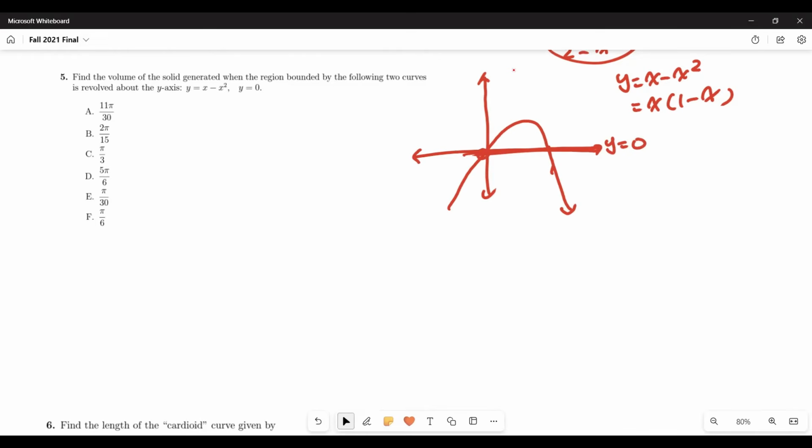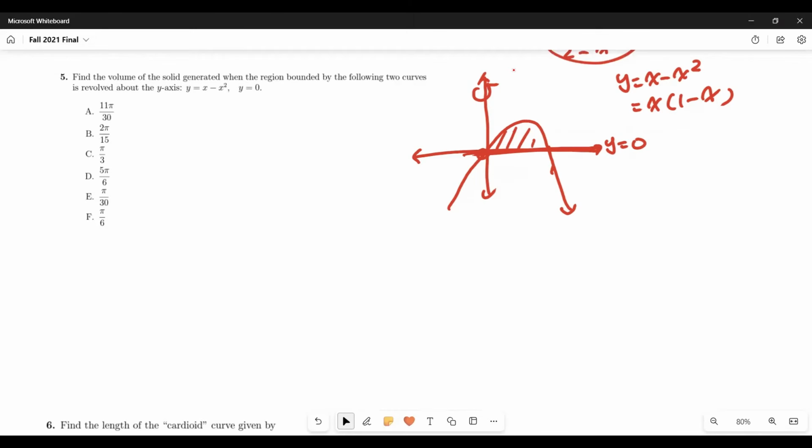And then it's revolving around the y-axis, so it's this looking thing. So the region is in here, right? I think I can use the shell method for this question.